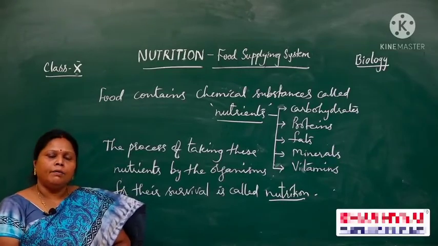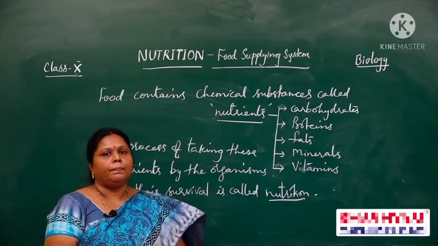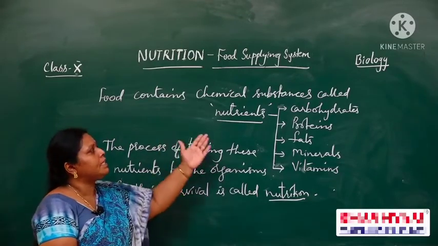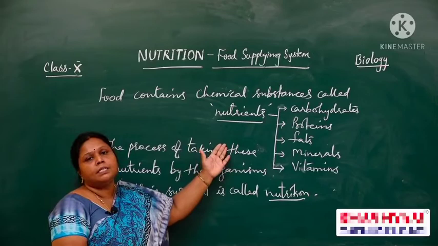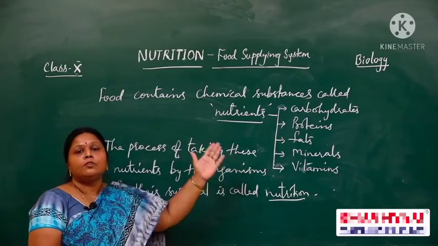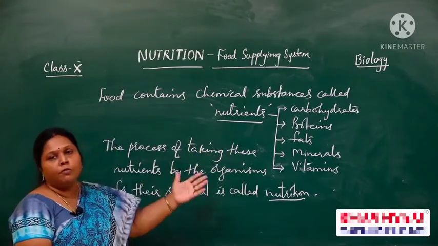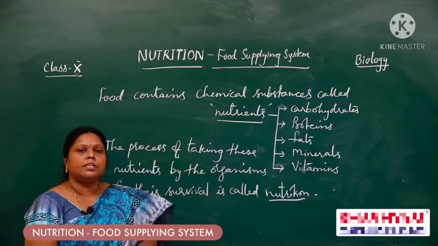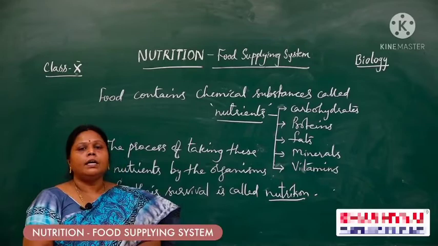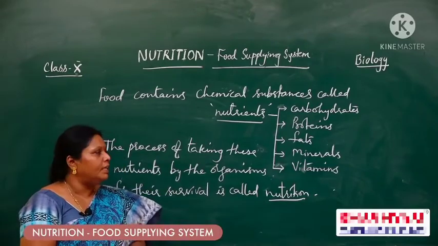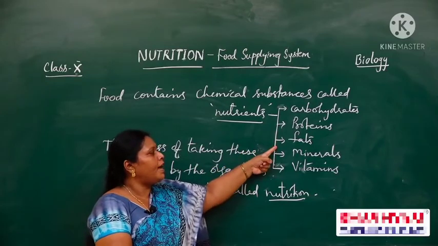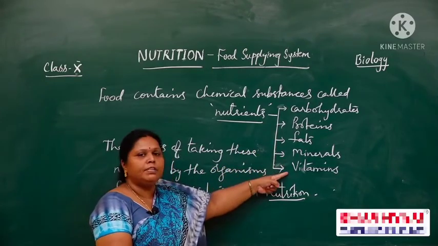Now, why do we get energy from food? That is nothing but food contains some chemical substances and those chemical substances are called nutrients. So, that is why when we take food, we get energy and that energy is used for the functioning of the body. Then what are the nutrients present in the food? They are carbohydrates, proteins, fats, minerals and vitamins.